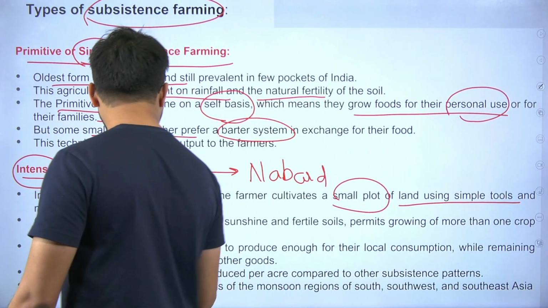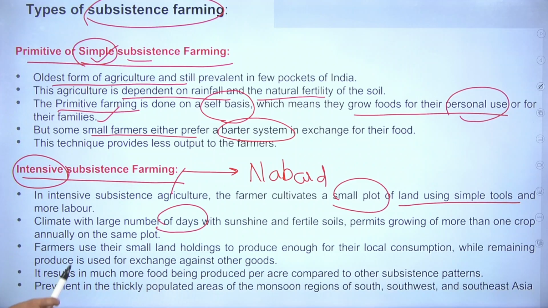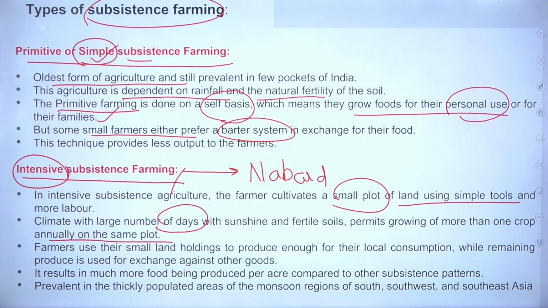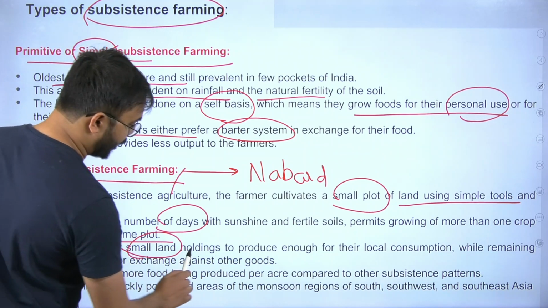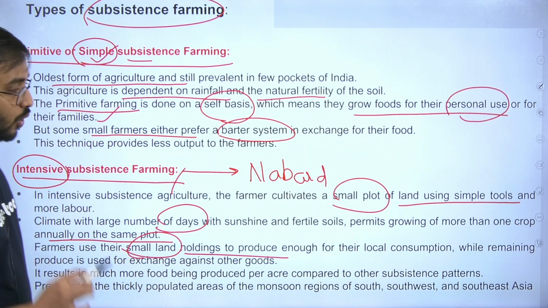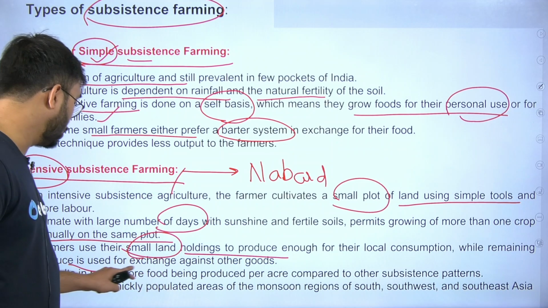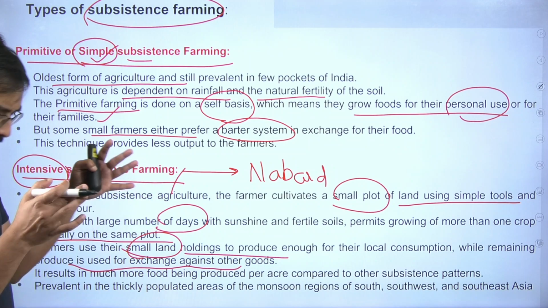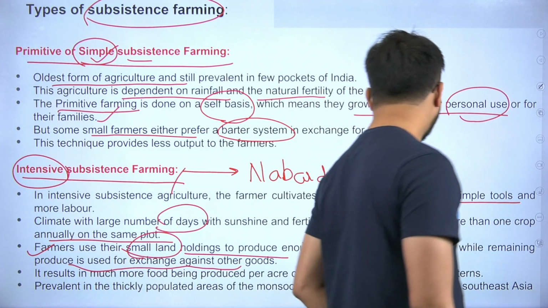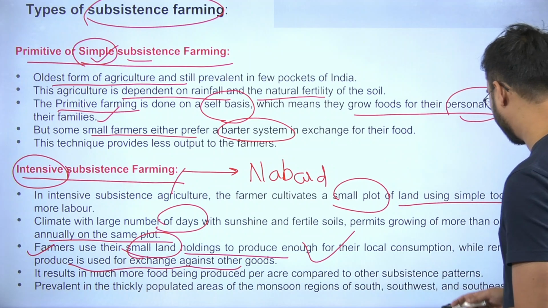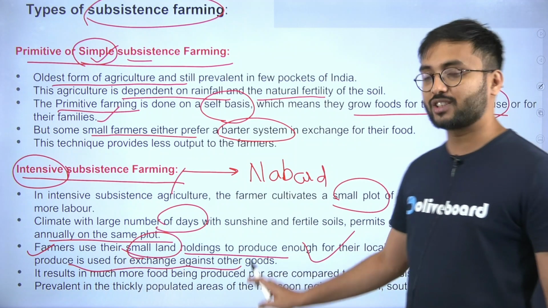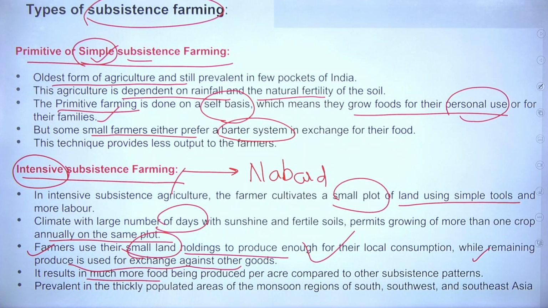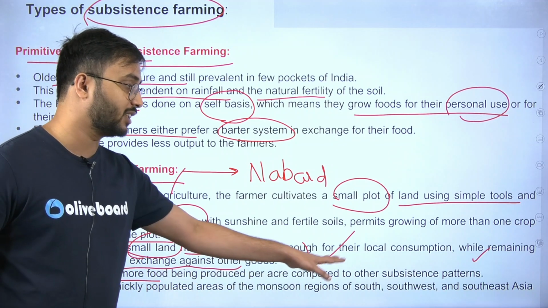So a climate with a large number of days with sunshine and fertile soils permits growing of more than one crop annually on the same plot. Farmers use their small land holdings, marginal land, to produce enough for their local consumption, or maybe for their self consumption, while the remaining produce is used for exchange through the barter system for other goods. It results in much more food being produced per acre compared to other subsistence patterns.